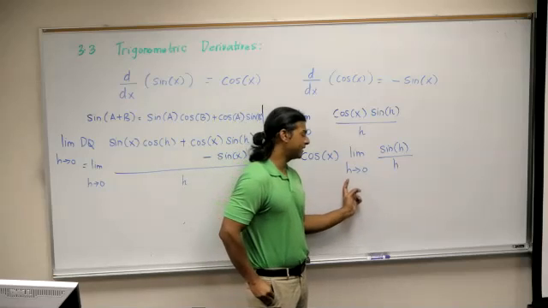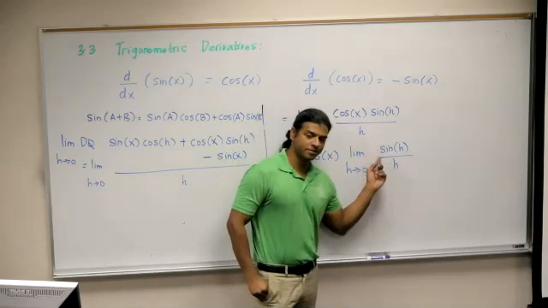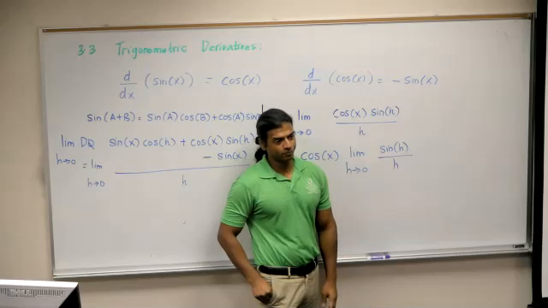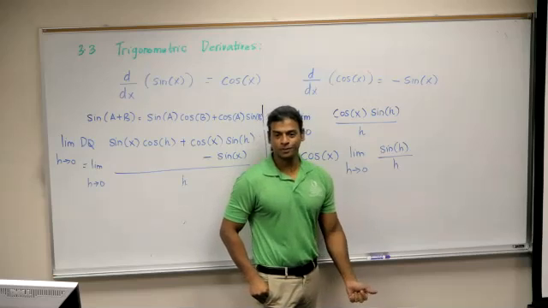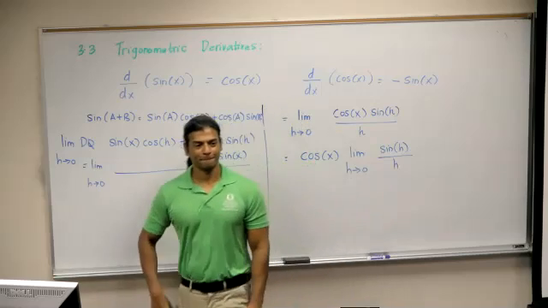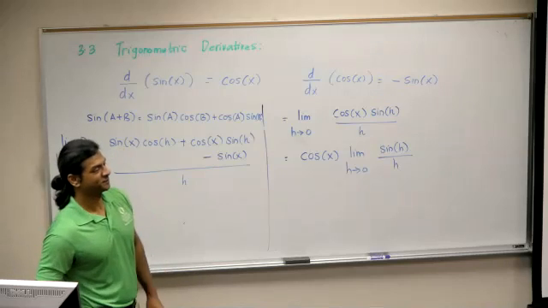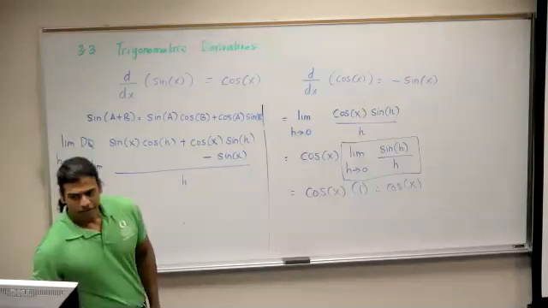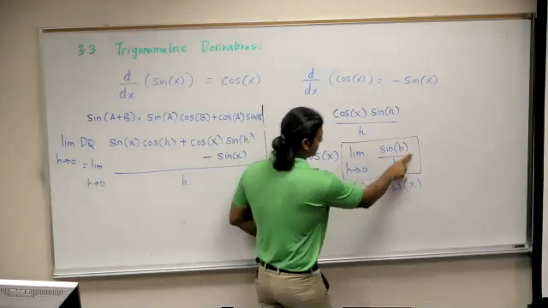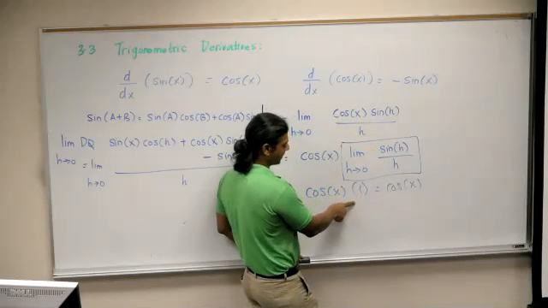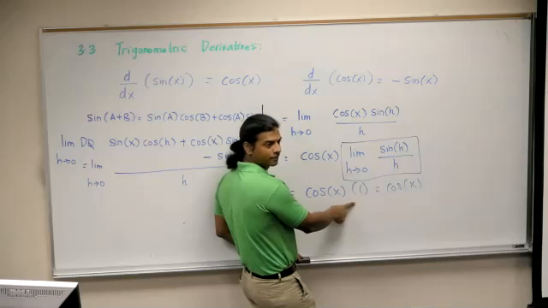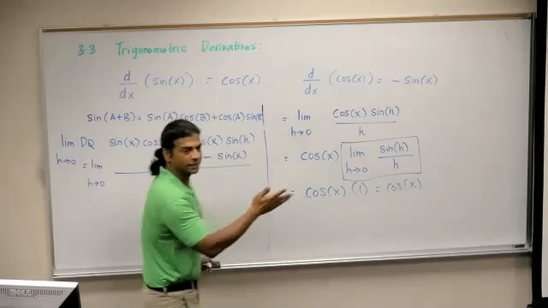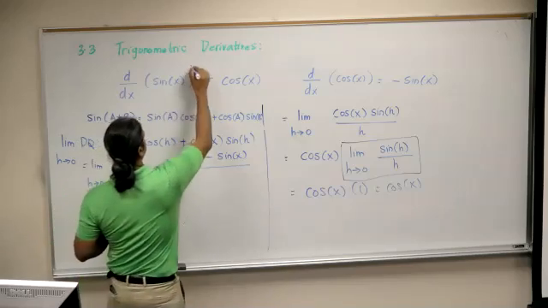If I apply h approaches 0, sine 0 is 0, 0/0, indeterminate form, no good. So what should we do? Abort mission? So since I know that this limit is going to be 1, I'm replacing it by 1. And cosine x times 1 is cosine x. Are we clear? So this works.